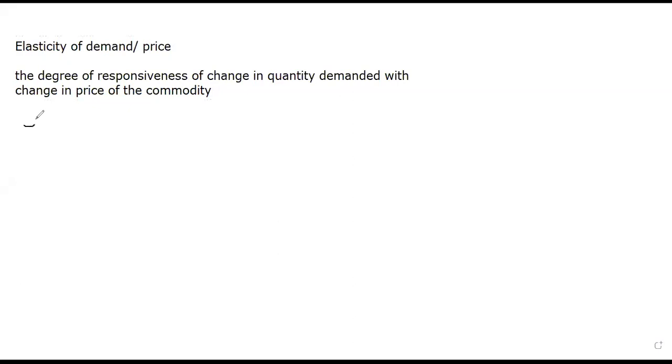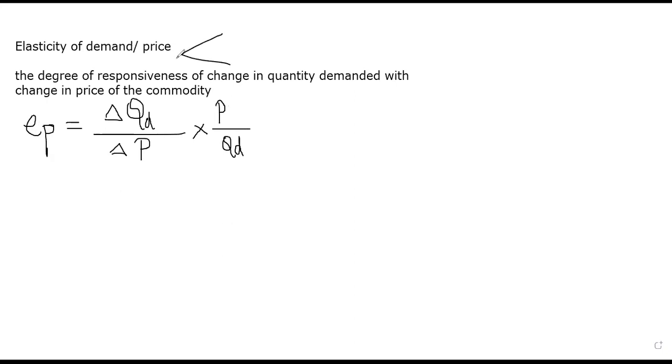Okay. Now we have an equation. If you learn this equation, then it would be easy for you to find the answer. There is no other way rather than learning this equation as it is. It is delta QD. Delta stands for the change and QD is quantity demanded. Delta QD divided by delta P, where P stands for the price, change in price, into initial price divided by initial quantity demanded. Okay. Here EP stands for elasticity of price.